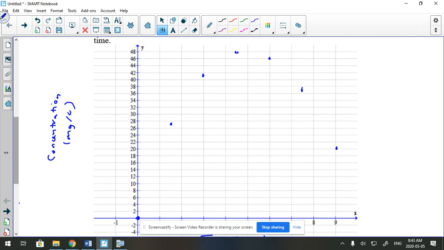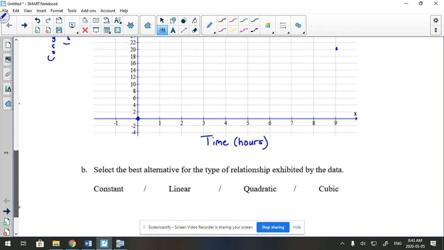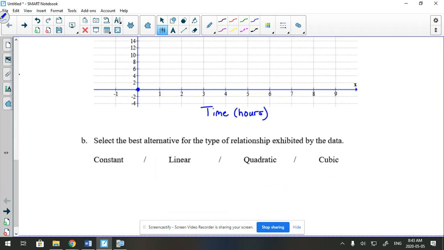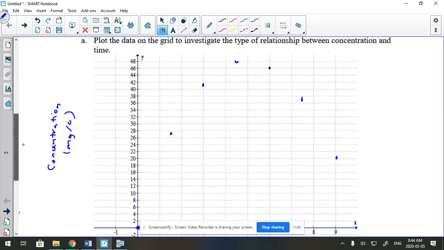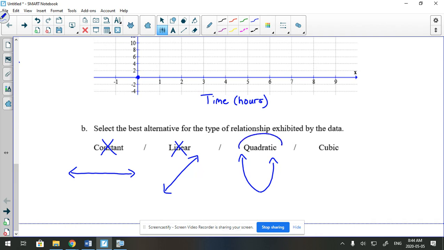So here's the data that I'm given. I've plotted it on there, and now I can kind of determine what regression I need to use. So we're going to look at part B, select the best alternative for the type of relationship. Constant would look like a flat horizontal line, so I know it's not the constant one. Linear will be a straight line, like a ruler, but at an angle, and it's not quite like that. Quadratic is like a parabola shape, either opening up or down. And I can see right away looking at this shape, it looks like an upside down parabola, so it's likely that I want to do a quadratic regression for this information.